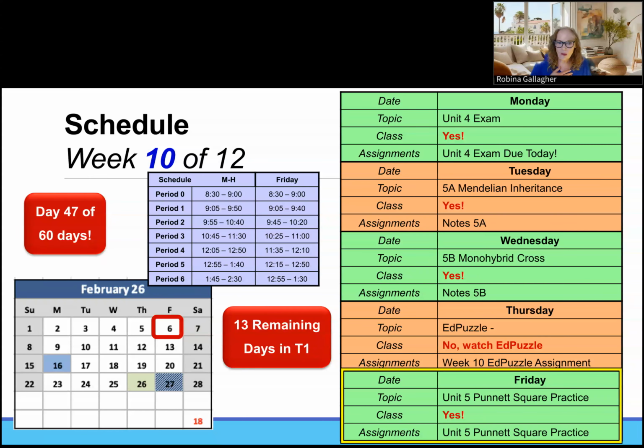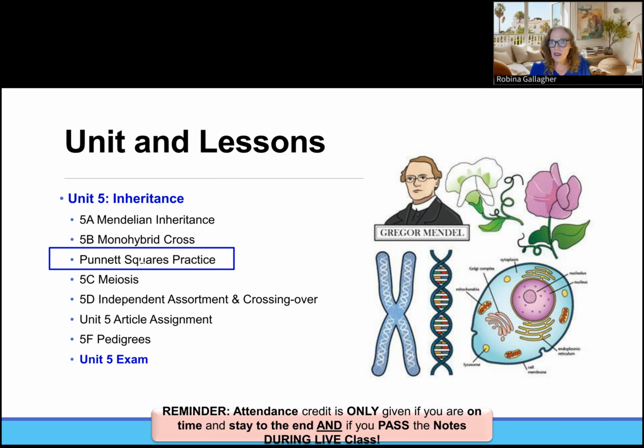Today is Friday. Holy cow, I can't believe how fast this week has gone by. And today we are going to practice Punnett squares. It's a mini TGA. It's worth 25 points in the grade book, so pretty important. We learned how to do Punnett squares on Wednesday, right? So now we're going to put it to use.